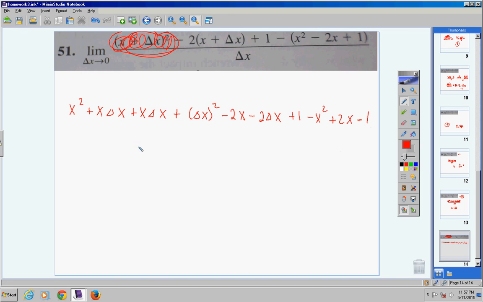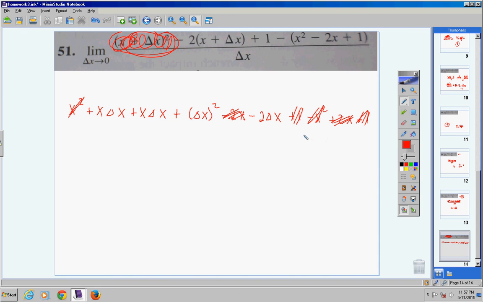Now let's combine like terms. For example, I have a positive x squared and a negative x squared, so they cancel out. I have a positive 1 right here and a negative 1. They're going to cancel out. I have a negative 2x right here and a positive 2x. They're going to cancel out.